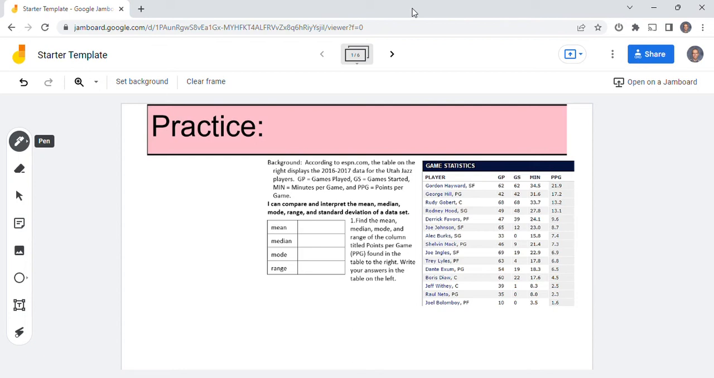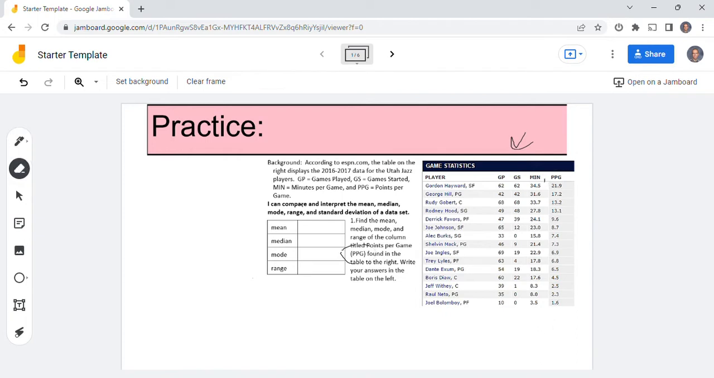Let's take a look at this practice test. You can see we have a list of data over here on the right, and we are tasked with comparing some statistics on it. For this question, we're looking at the mean, the median, the mode, and the range. And we are doing it for points per game. It says it right there. So the points per game is this column right there. PPG stands for points per game.